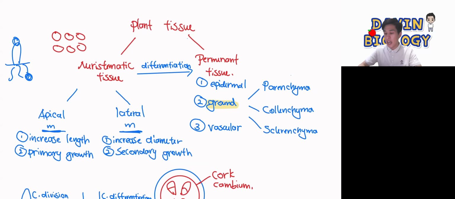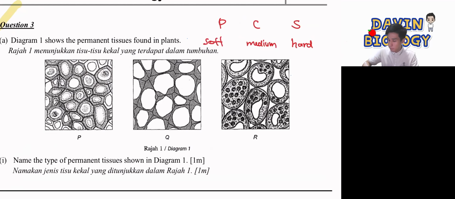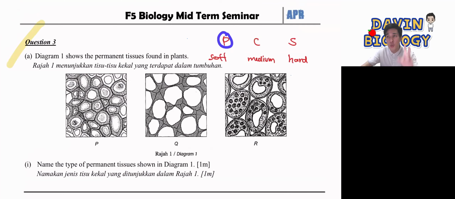Now, these three tissues, they are involved in support. And I remember it in this order because from P to S, P, C, S: soft, medium, hard. Like F1 tires. So they support different parts of the plant. From here, how are you going to know which is which? For P to S, there are two ways you can recognize them. Number one, I look at the size. So P will look bigger, then medium, then small.